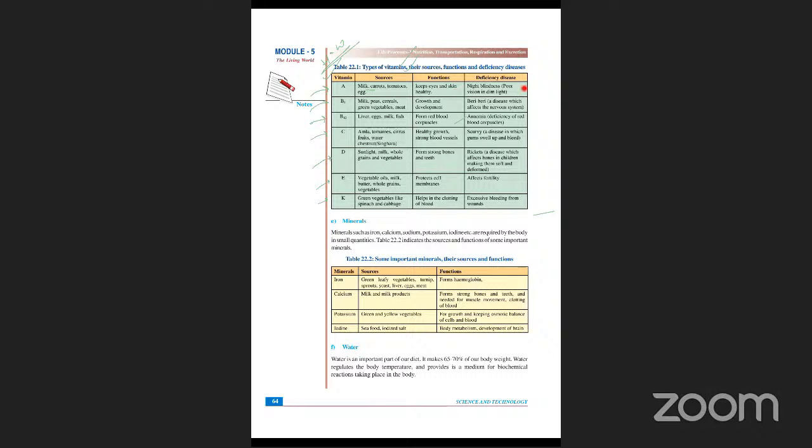And if vitamin A is not there, then it is called night blindness. Now, what is night blindness? Night blindness means these are the persons who in the daytime, because of the strong sunlight, can see everything. But when the light becomes dim, then what will happen? They're not able to see. This is called night blindness. Only in the night will they get blindness.